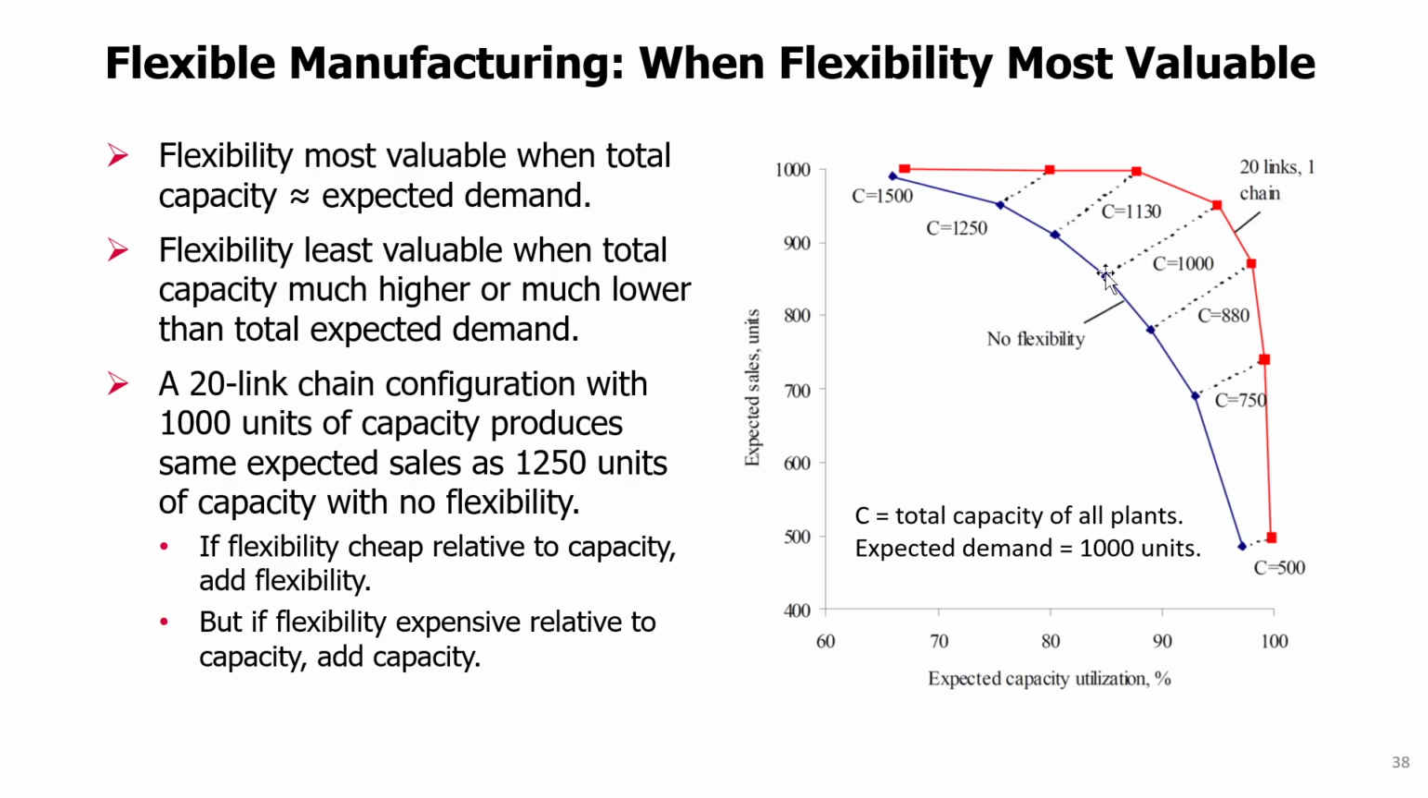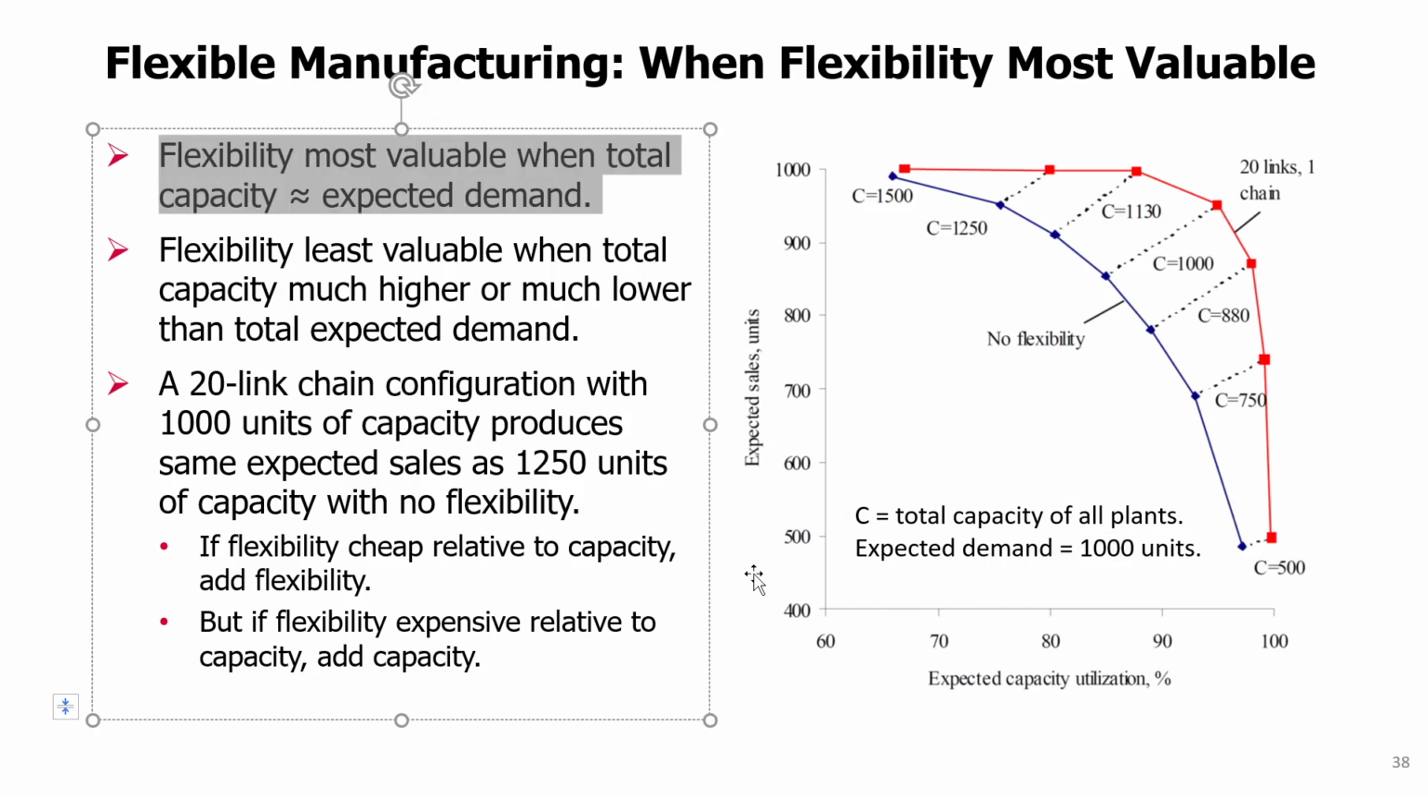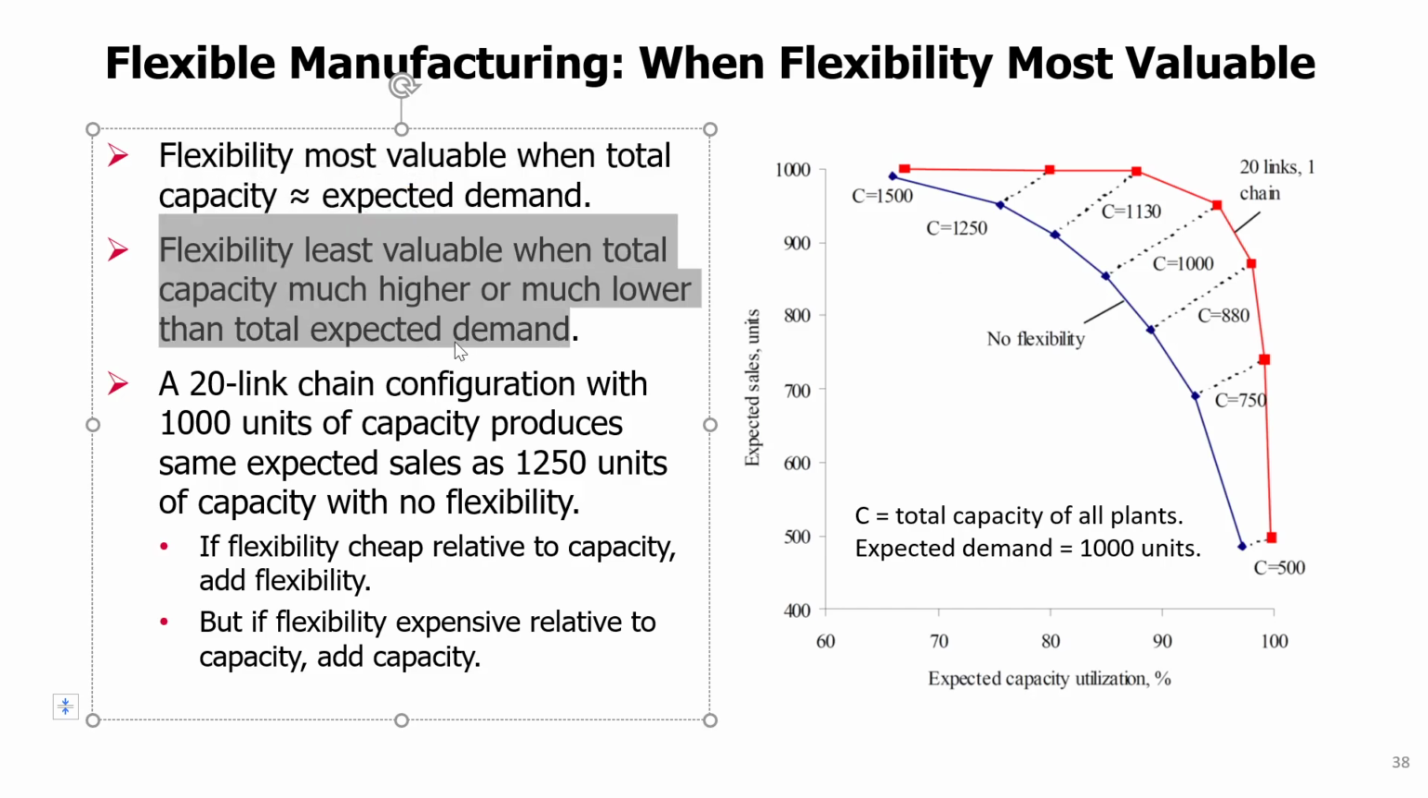So you see the benefit on this chart is when capacity is similar to the total expected demand, this is where we have the highest benefit of flexibility. And as we go away, with much more capacity or much less capacity than expected demand, the flexibility is least valuable.